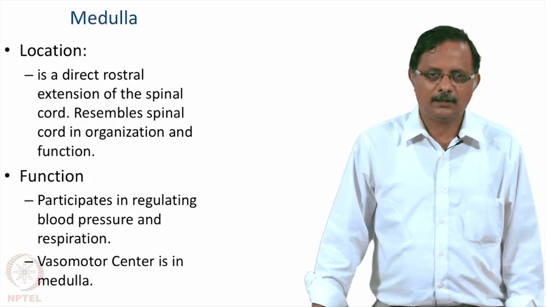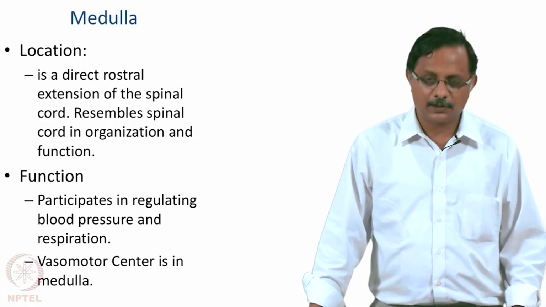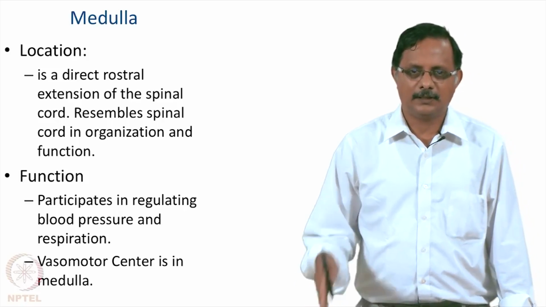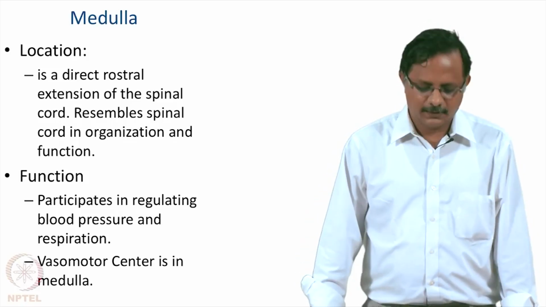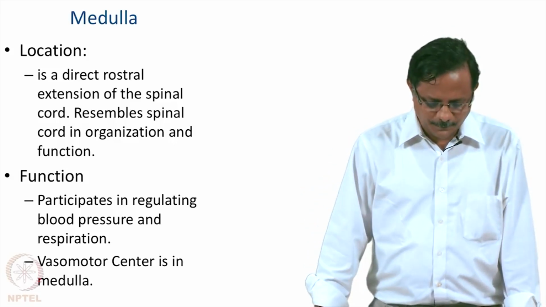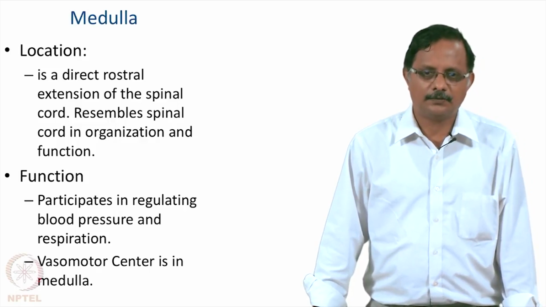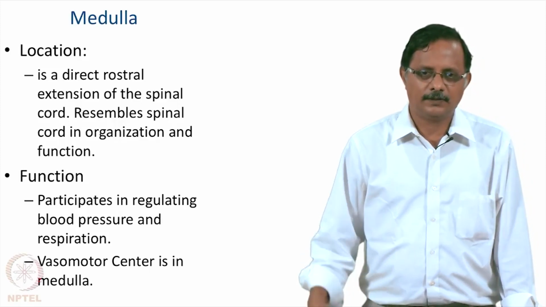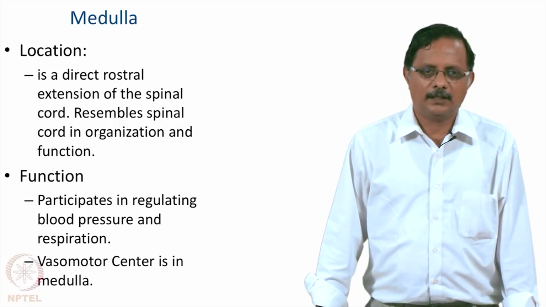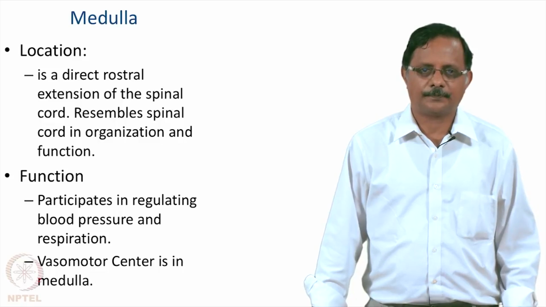Then there is medulla, which is located caudal to the pons, rostral to the spinal cord. We talked about medulla and pons in the last lecture, and it is between the spinal cord and the cerebrum. There are a lot of centers in medulla which control cardiac function, called vasomotor centers, and it also participates in regulating blood pressure and respiration.